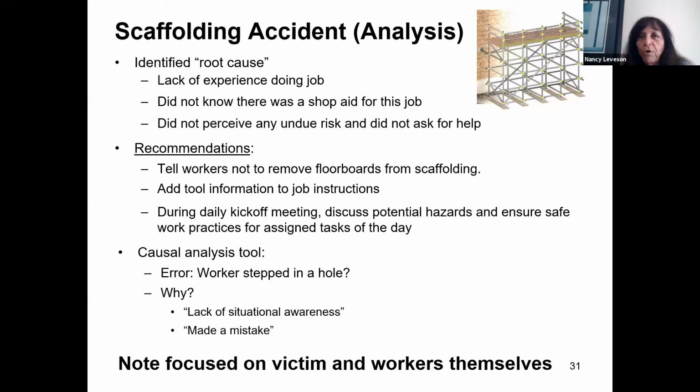Sure, in the morning, during the kickoff meeting, the 10 minutes or whatever they have, they would have thought of saying, oh yeah, and don't remove floorboards from scaffolding. If they'd gotten to that much detail, they would have been there all day going through every single possible thing that the workers would have done. This is clearly hindsight bias. Nobody would have done that.